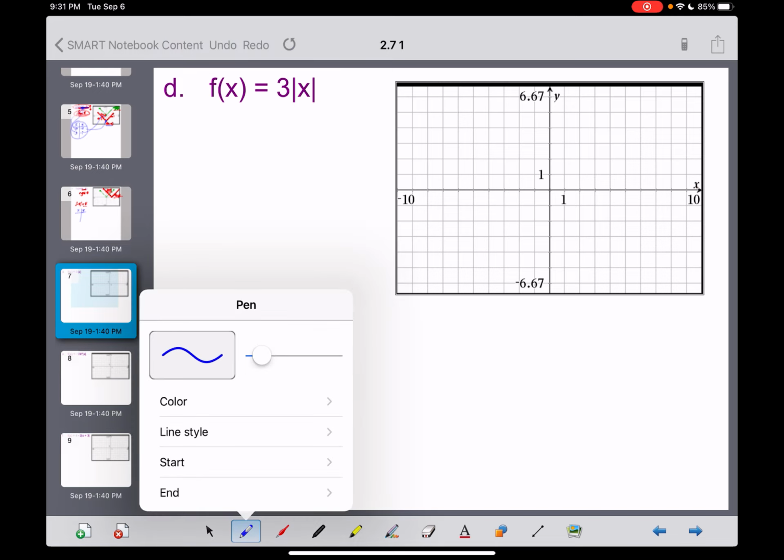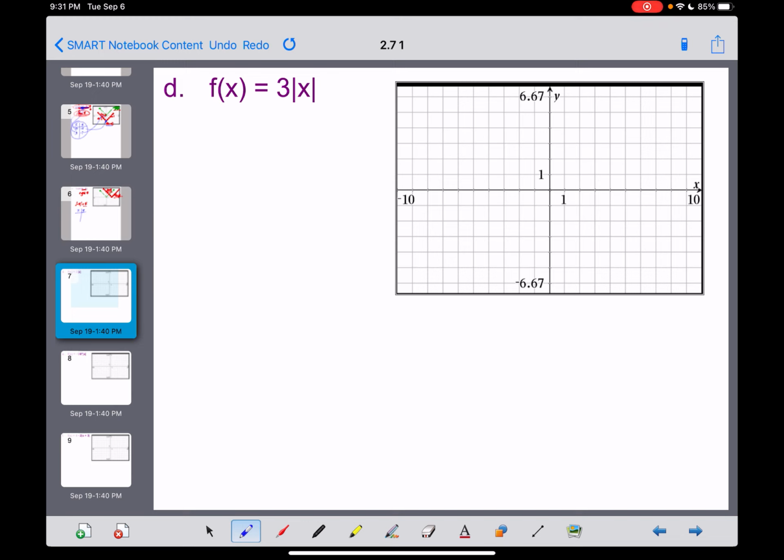This is one of the trickier ones right here, guys. f of x is equal to 3 times the absolute value of x. There's no vertical shifting here because there's no k being added or subtracted at the end. There's no horizontal shifting here because there's no h being added or subtracted inside the absolute value. But what there is, everybody, is a constant value of 3 being multiplied by your absolute value of x.